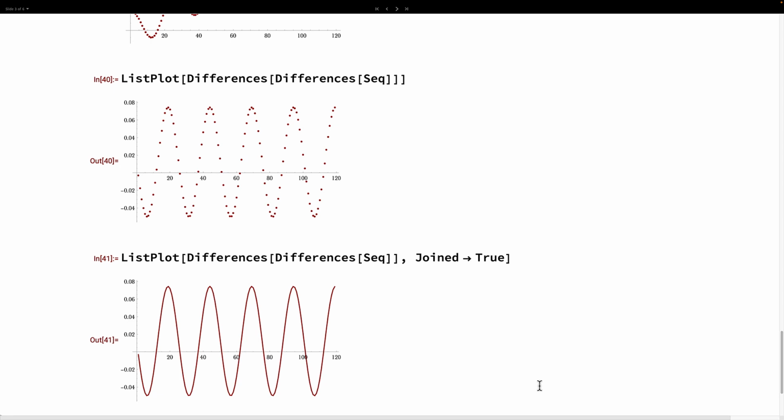Now let's think about what this process has told us about the function so far. We know that the first derivative of the function is mostly positive, and we know that the second derivative of the function follows the form a sine of bx plus c.